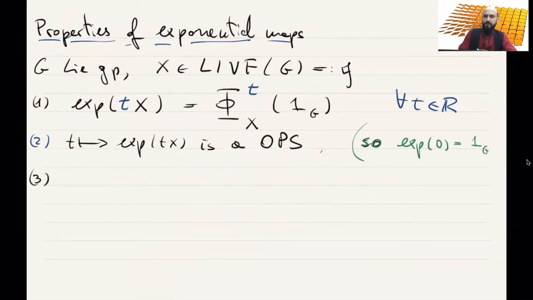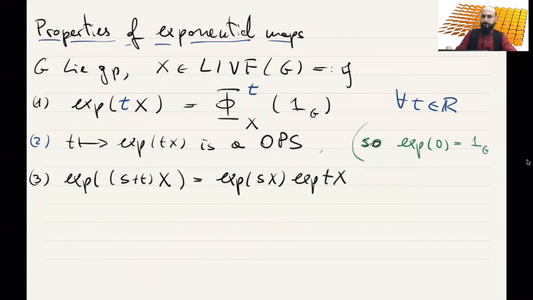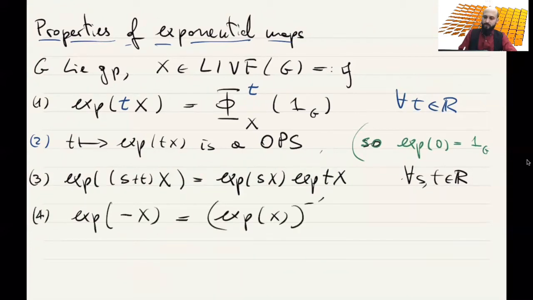Let me write down the fact that this is a homomorphism. So the exponential of (s plus t) times x is equal to exp of sx times exp of tx. This is for all s and t in R. Another property of the one parameter subgroup, or the fact it is a homomorphism, is that the exponential of minus x is equal to the exponential of x inverse. These are easy consequences.